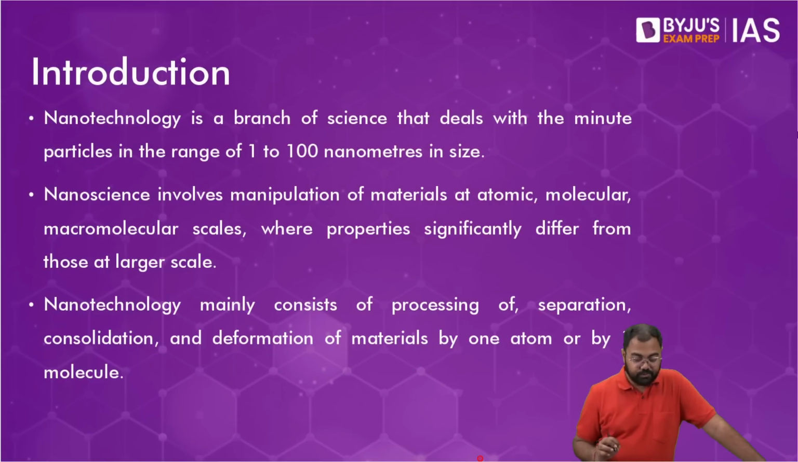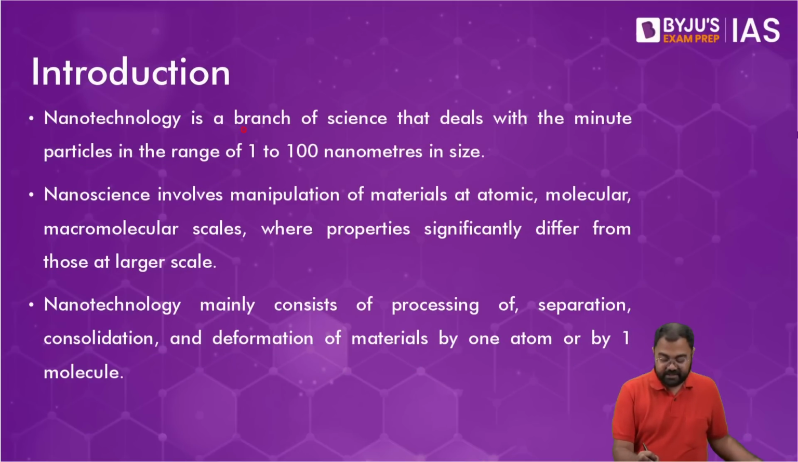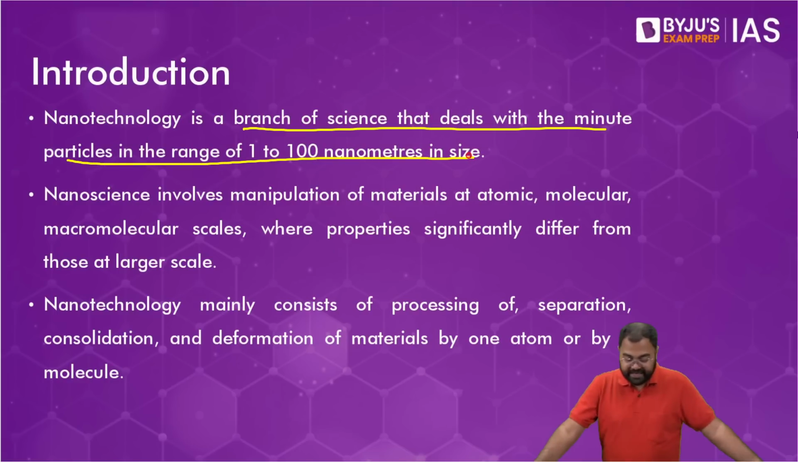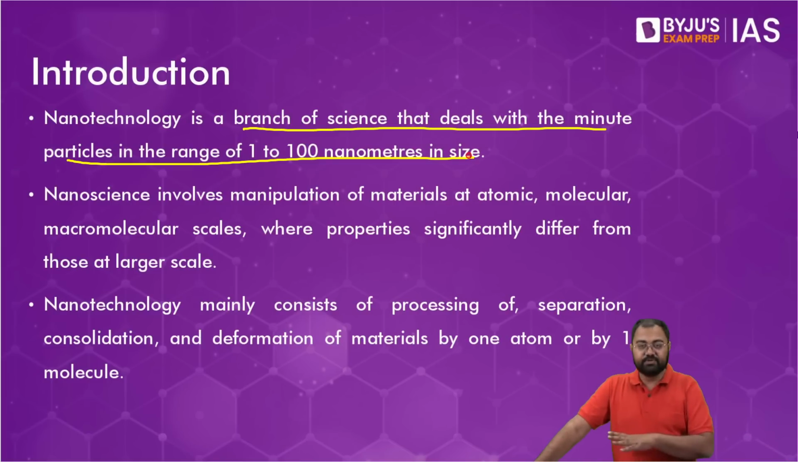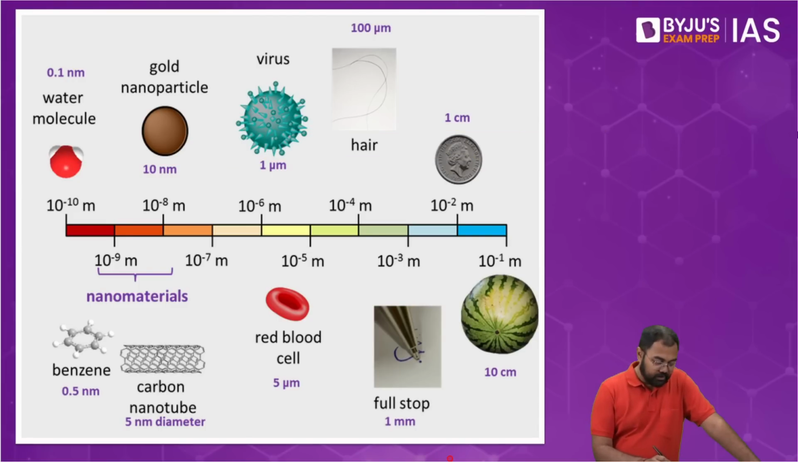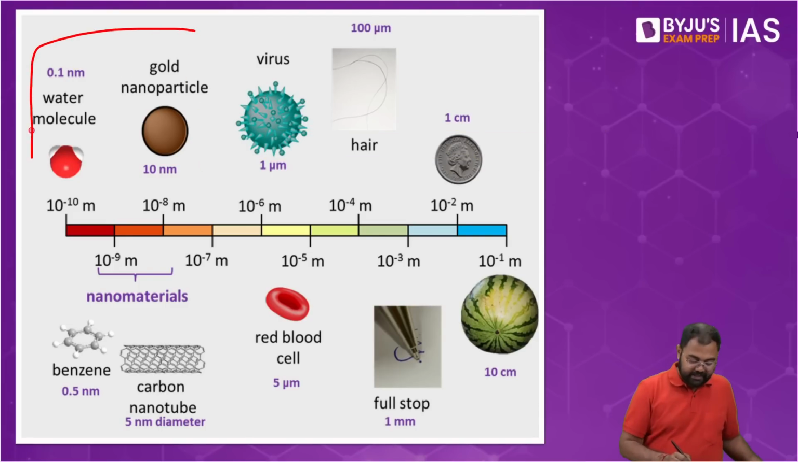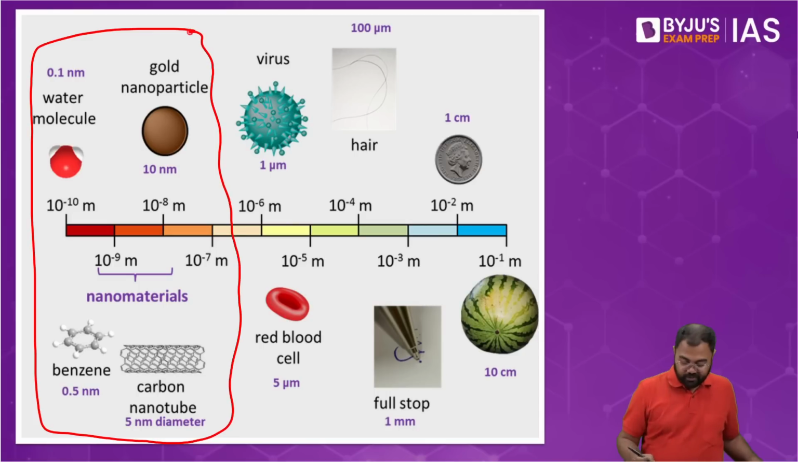Now, when it comes to nanotechnology, it's a branch of science that deals with minute particles in the range of 1 to 100 nanometers. So when you have all these different types of materials, and we'll discuss these, they are called nanomaterials, which belong to this particular size. It's not that we have known about them for a very long time. We understand today that this is the level that will be called nanoscale. All these materials will be called nanomaterials.